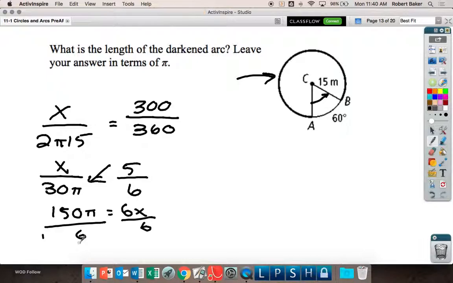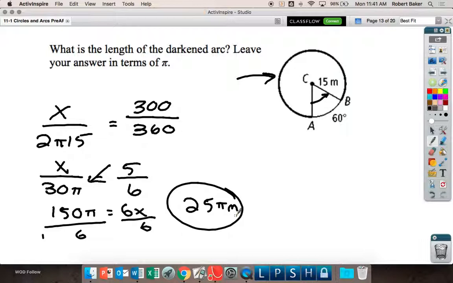So 150 divided by 6. Okay? 25. Yeah? 25 pies. So 25 pi meters is the length of the arc around the circle.